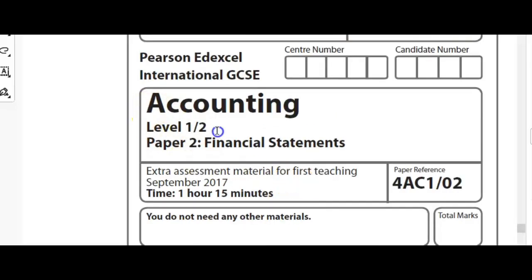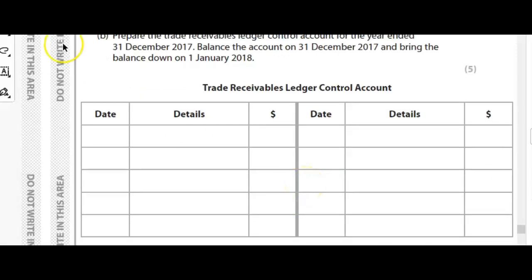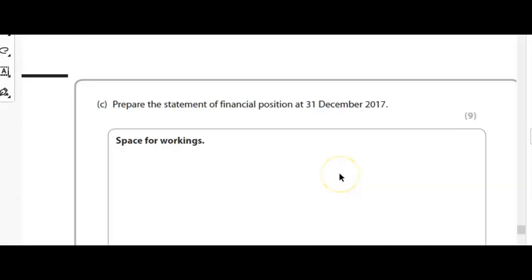Welcome to this past paper walkthrough. In this video, we'll be working through a sample assessment provided by Edexcel in 2017. We are going to attempt Sonali's question from paper 2. This question has 3 requirements.